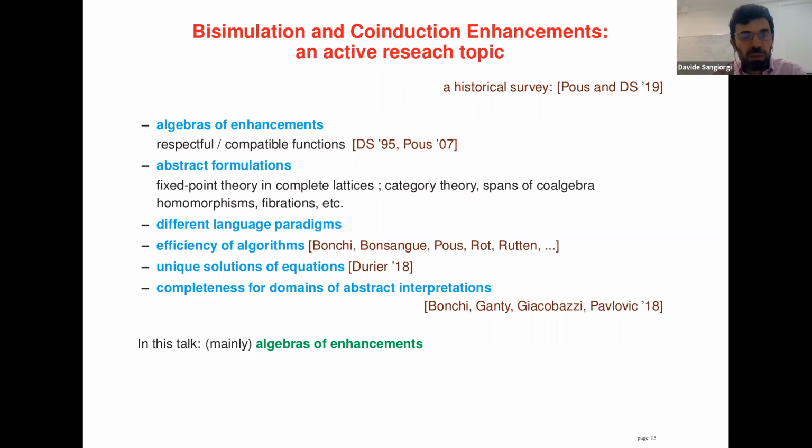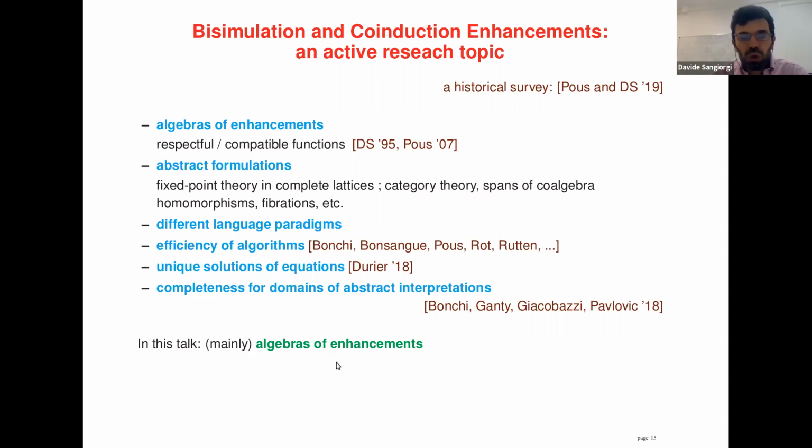Very many people have worked on applications of the enhancements to different language paradigms. There has been work on using the enhancements to improve the efficiency of algorithms and tools. I could mention, for instance, the paper that was written a few years ago by Bonchi and Pous, where they show that even algorithms that were thought to be very well established, like the algorithm for checking language equivalence in non-deterministic finite automata, can be substantially improved using the enhancements. And then there have been interpretations of the enhancements using the unique solution of equations. Connections have been drawn also with abstract interpretation.